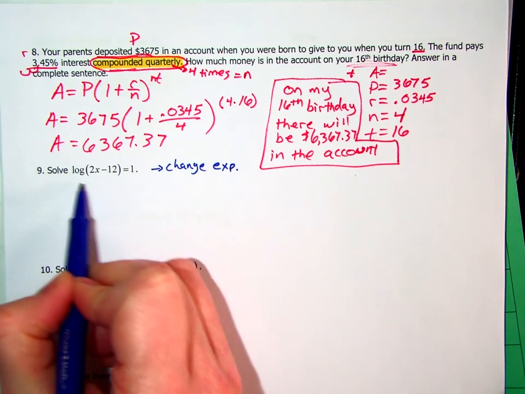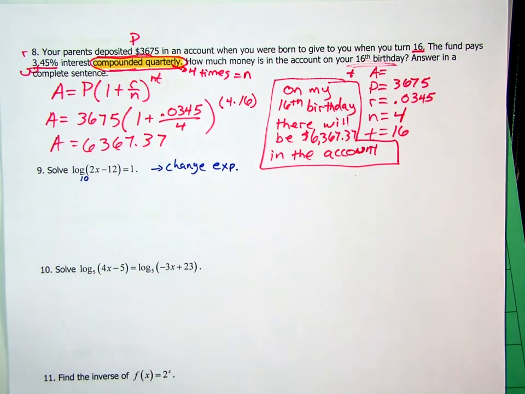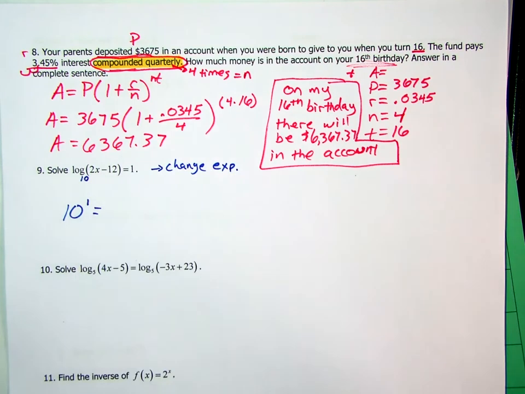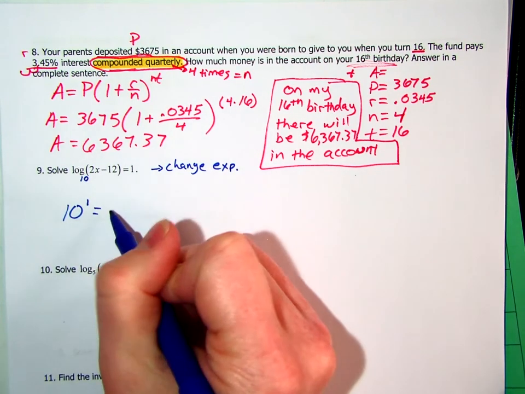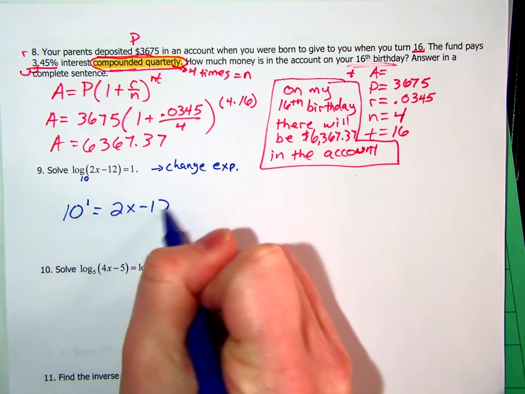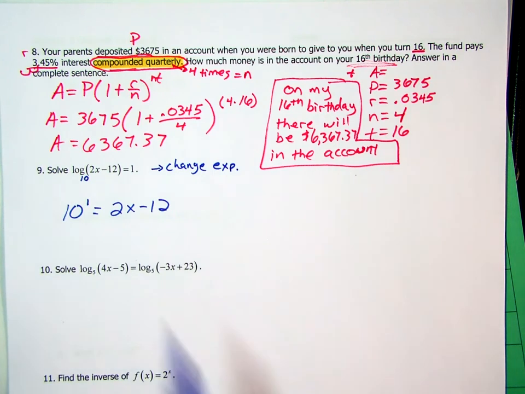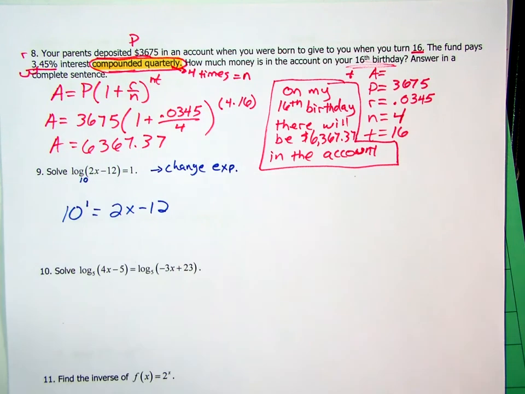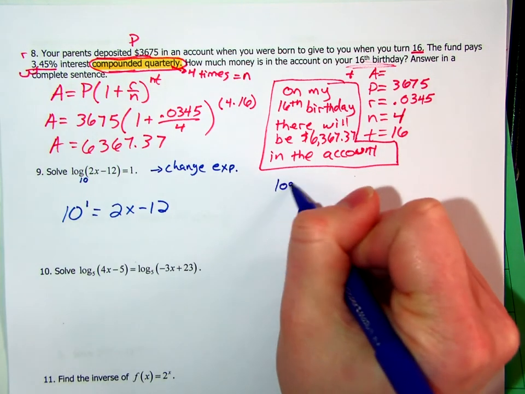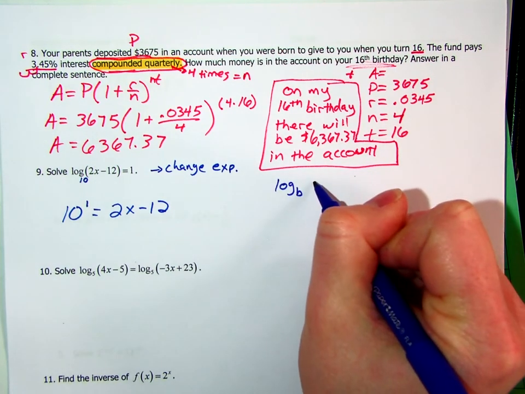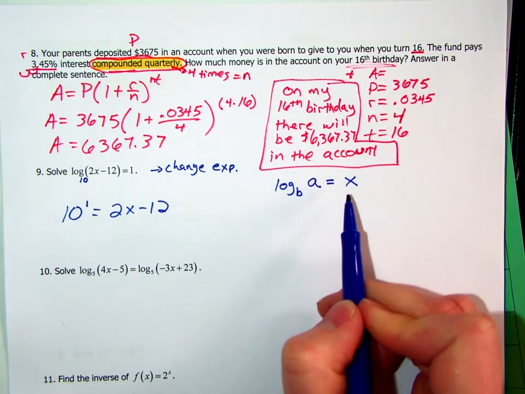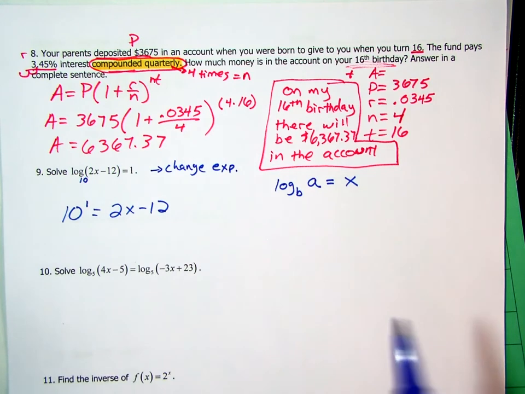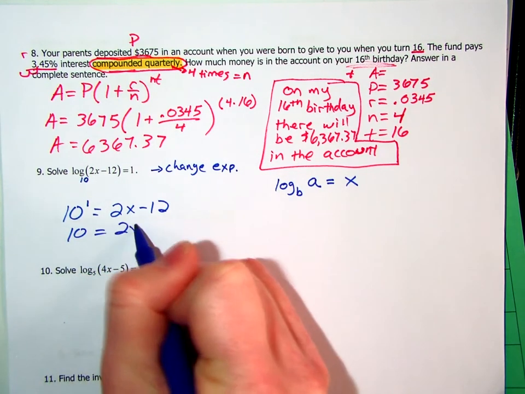So remember, if there's no number here, that tells me that my base is 10. So 10 to the a, which my answer is 1, equals the 2x minus 12. Because this was my base, equals my exponent. This was my original answer. Because we always talked about this as log base b of the answer equals the x, which is my exponent. So I knew that my base was 10, my exponent is 1, and this is my answer. So 10 to the first power is 10.